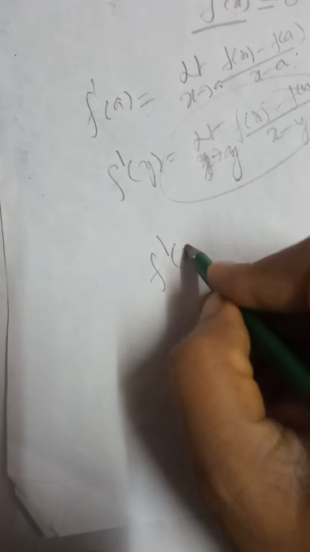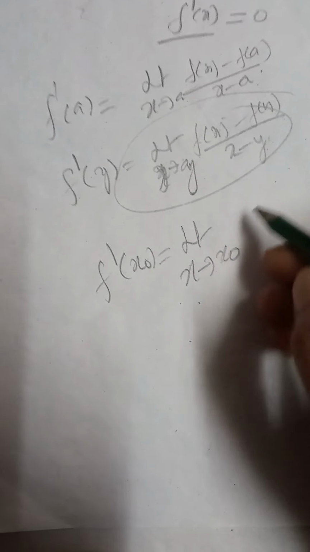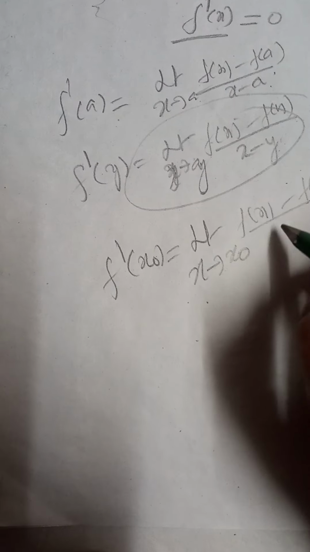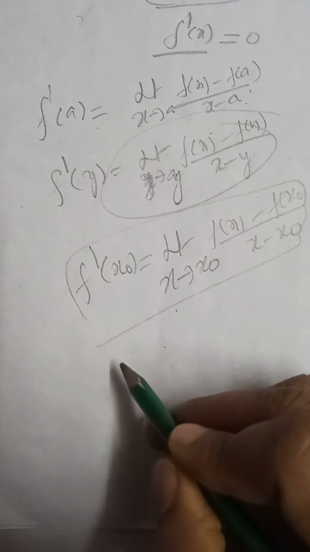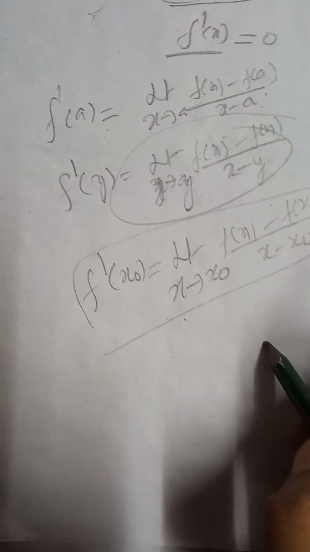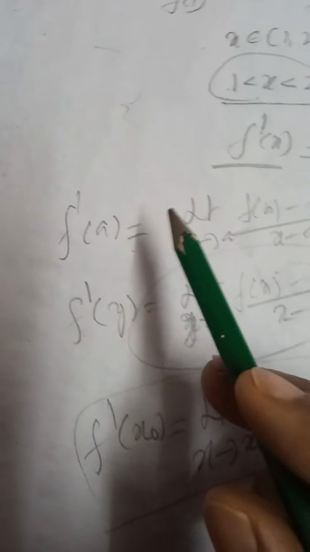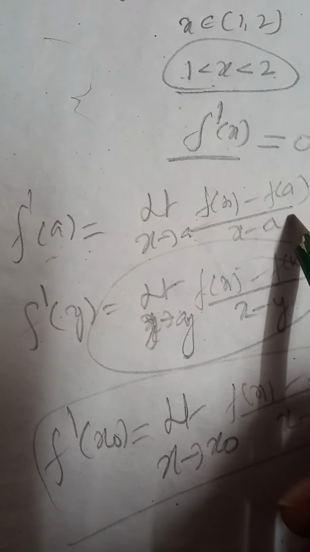Similarly, f dash of x naught. What is the definition of this one? Limit x tends to x naught, f of x minus f of x naught by x minus x naught. This is the definition of differentiation at x is equal to x naught. This is the standard definition of f dash of x at x is equal to a, right?